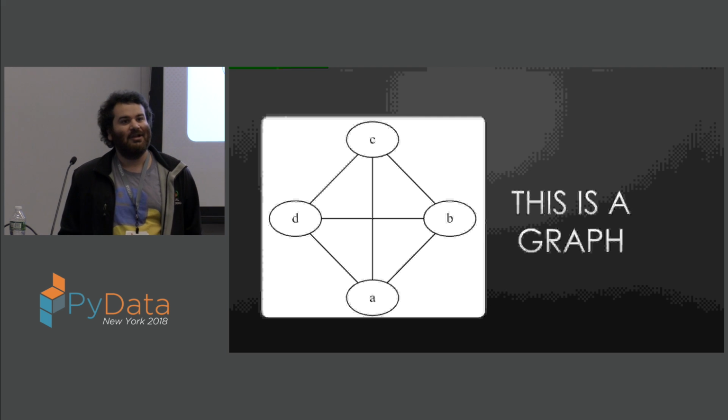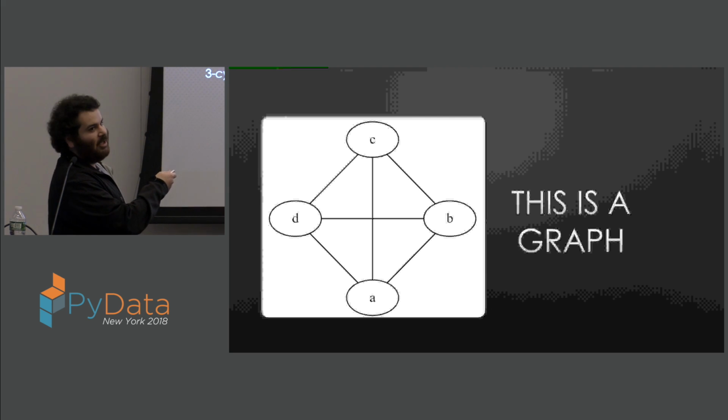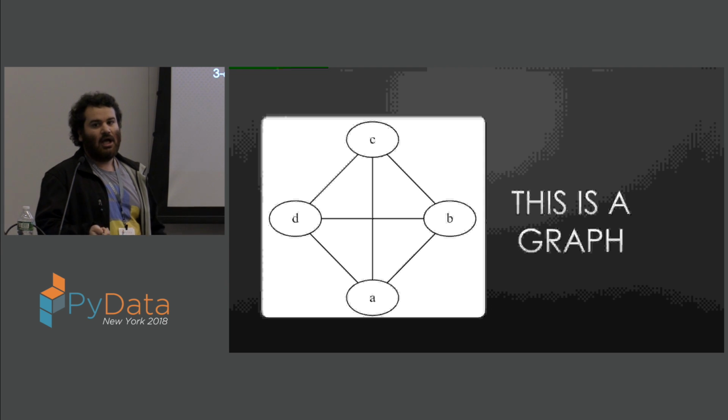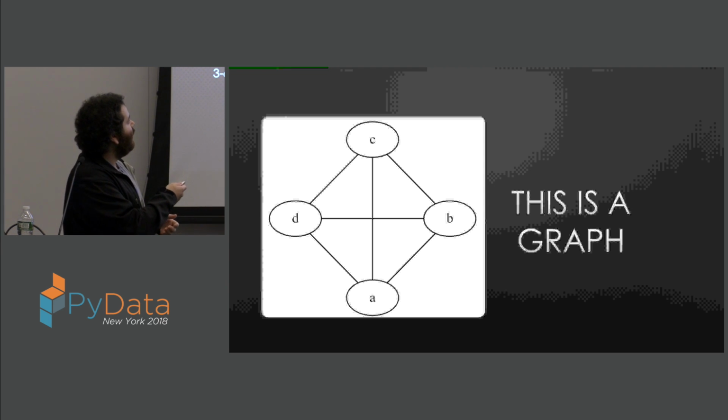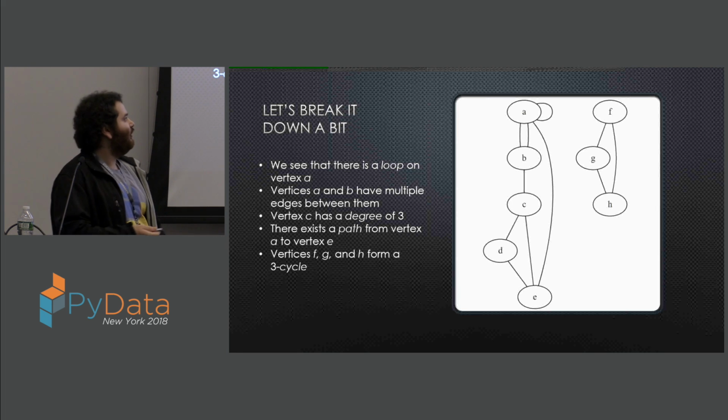So let's look at a little bit more complicated one with a couple more things going on, just to get you familiar with some more of the terminology. So up here, we've got this funny edge that goes from A to A. That's called a loop. That's allowed in some cases. You can also see right here, we have multiple edges between A and B. That's also allowed in certain instances.